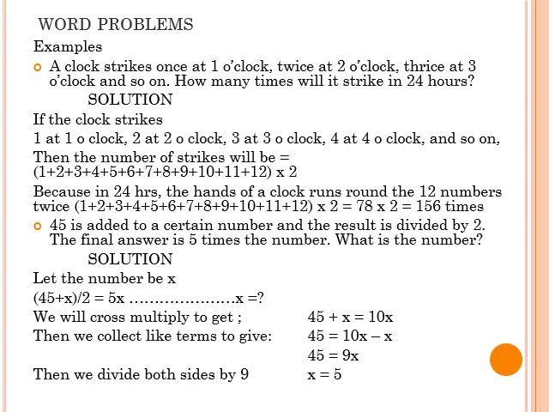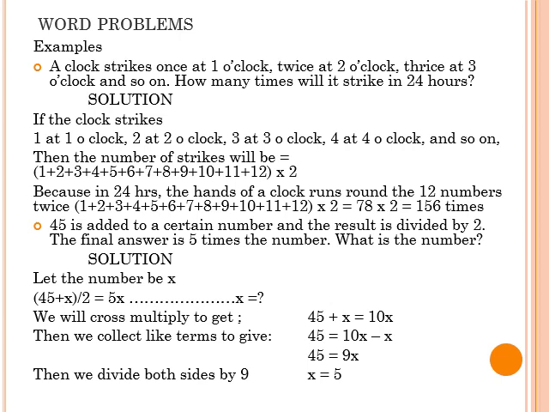So we'll take this x over to the other side of the equation. We'll take it to the right side of the equation, and crossing the equality sign, it will lose the plus, and it will change to minus. So we have 45 is equal to 10x minus x.